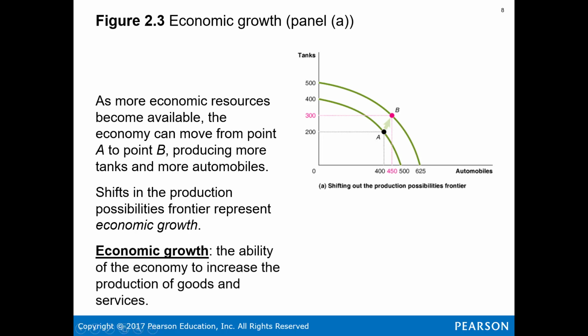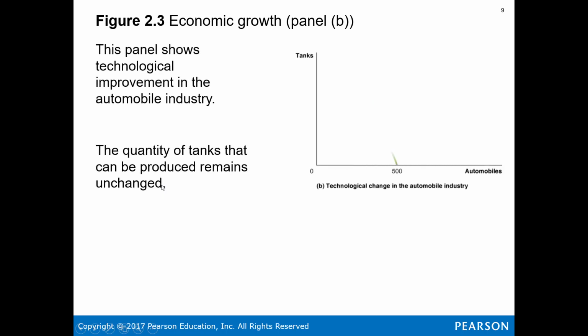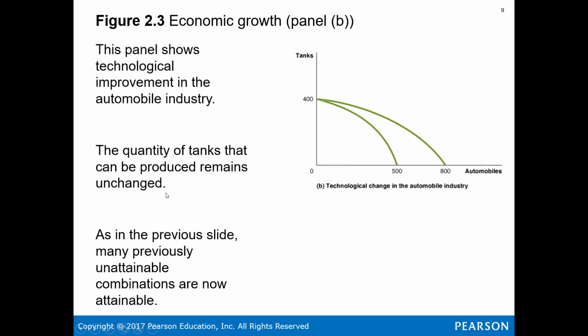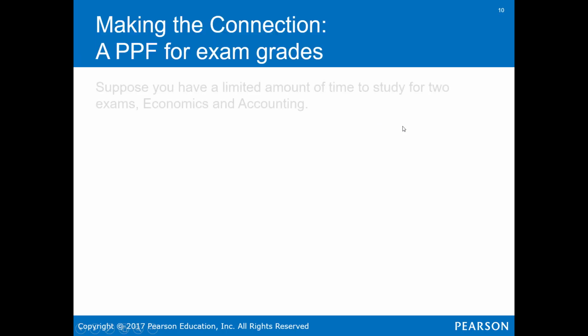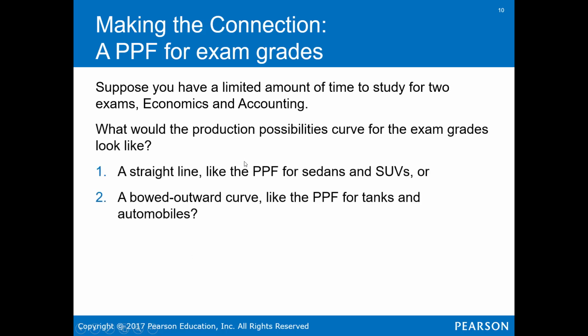So we could have more economic resources. This could be growth to increase the production of goods or services. This could be a technology change. This panel shows a technology change. Usually the technology change is for one of these items, right? It might be for both, but usually we can just produce more automobiles. We got more efficient with that. So therefore, with this shift in the curve, we now have this curve because of a technology change.